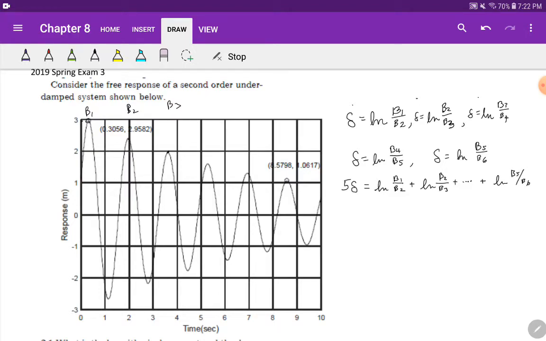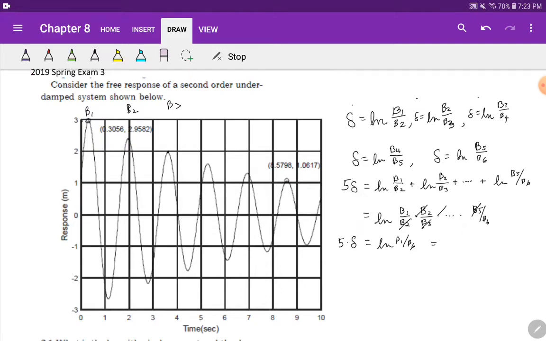And then do you remember what the rule is if you want to add logarithmic functions? So this can be simplified as natural log of b1 over b2. What does addition become? Multiplication, right? So you have b2 over b3 times, and so on, up to b5 over b6. Do you know what I'm getting to? B2, b3, they all cancel out. And what do you have? You have natural log of b1 over b6. Is that right? So that number is given. So this is 5 times delta.